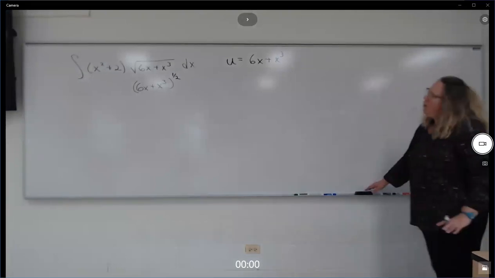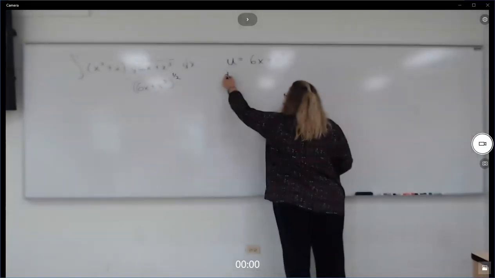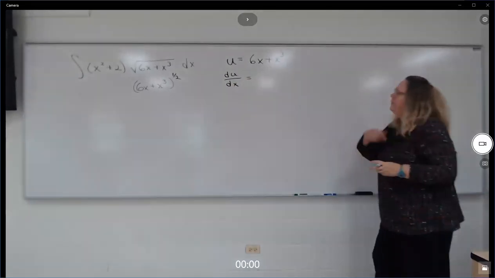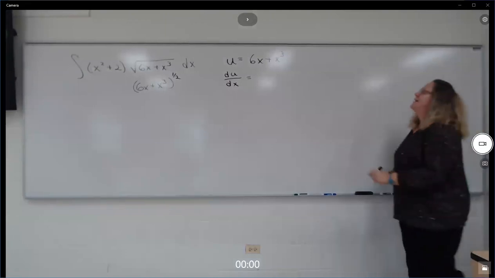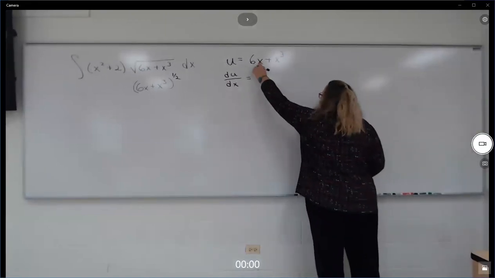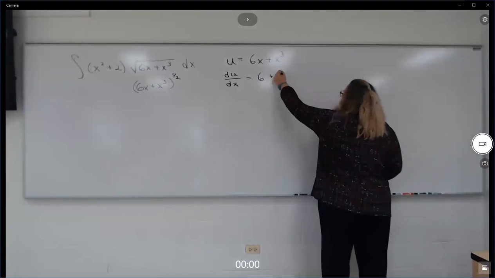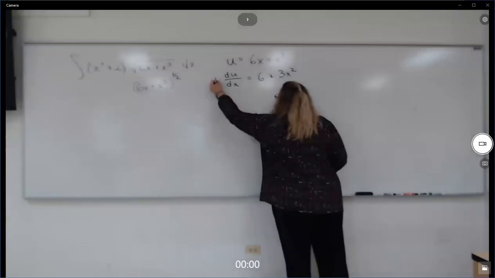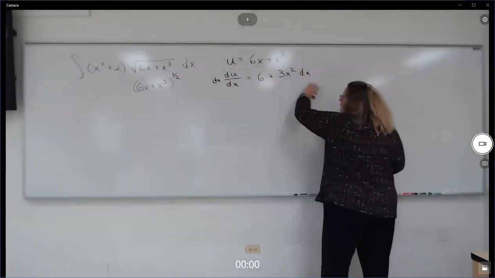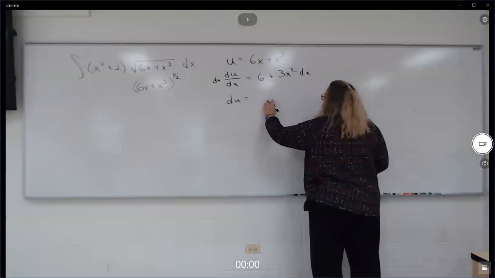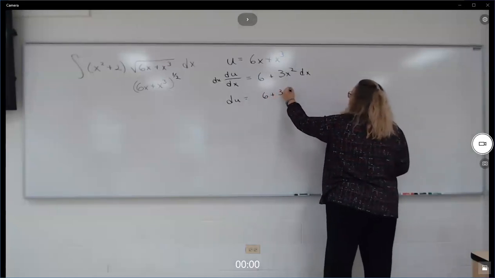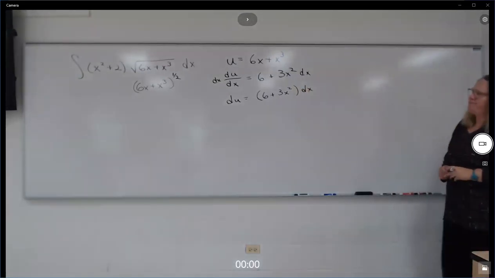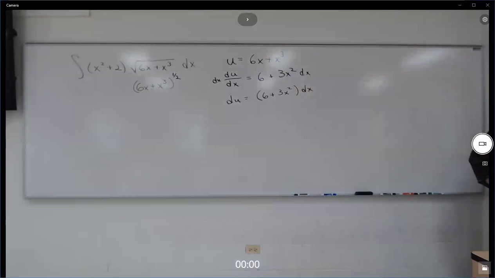Okay, so now we take the derivative. So derivative of u is du dx. What's the derivative here? Perfect. 6, take the derivative of this, 6, take the derivative of this, 3x squared. And then we always multiply both sides by dx to get all the x's together on that one side. We've got 6 plus 3x squared, it's like a quantity, and then times our dx. We have to divide du by 6 plus 3x squared.